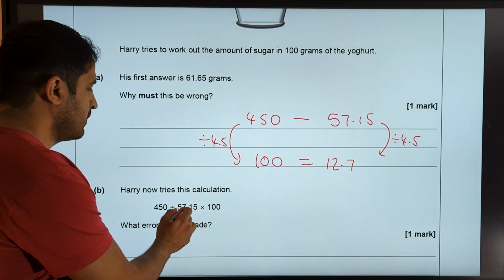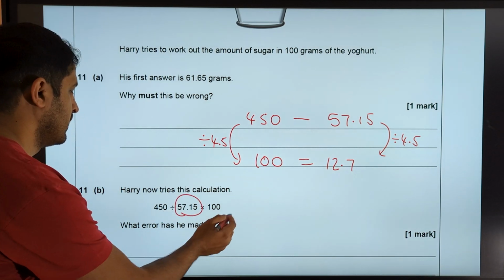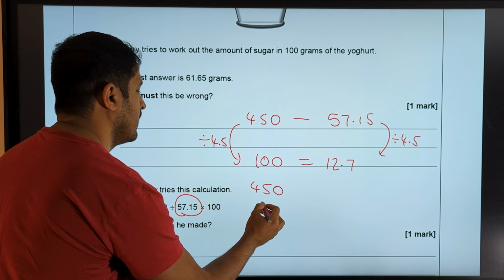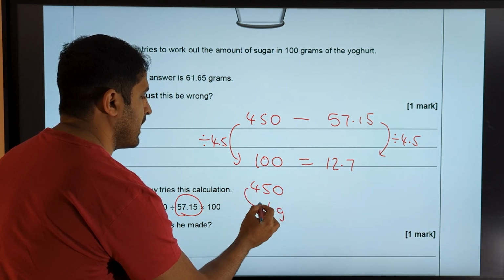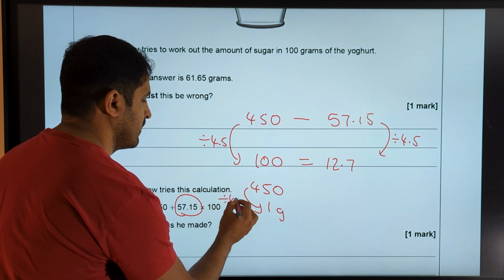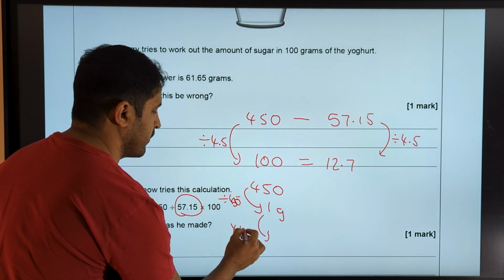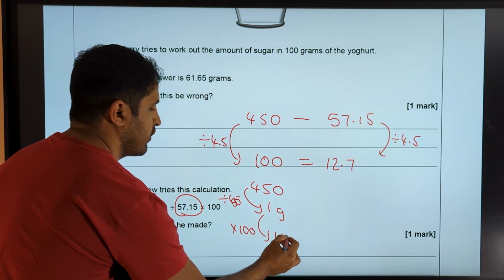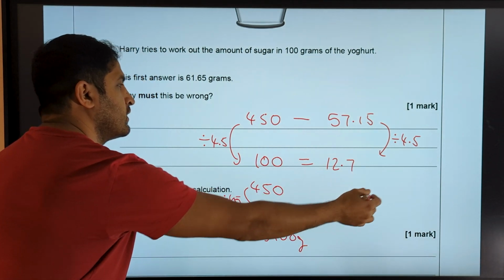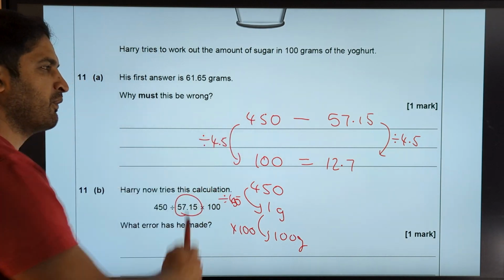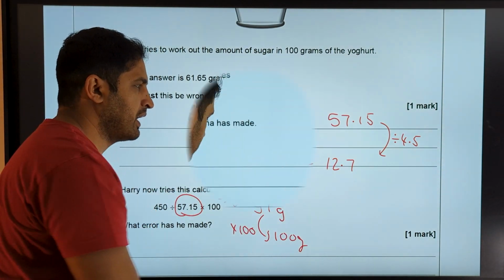Or if you wanted to do it slightly differently, I would go from 450 to 1 gram. So I divide it by 450 and then multiply it by 100 to get 100 grams. So you do the same thing to the 57.15 as well. Divide 57.15 by 450 and then multiply by 100.